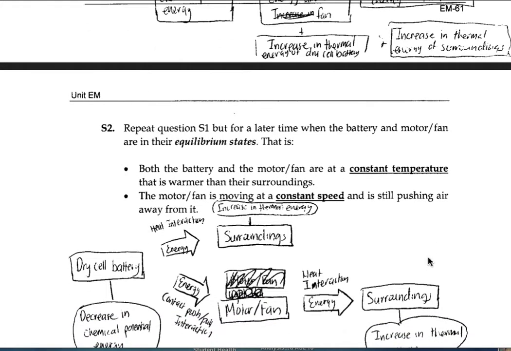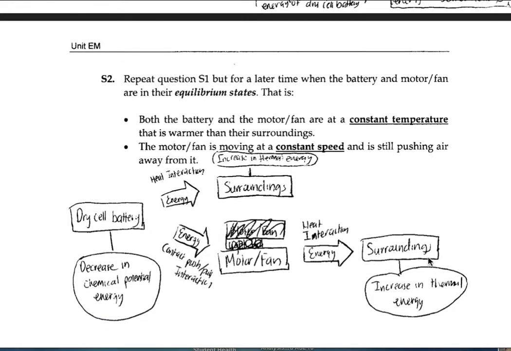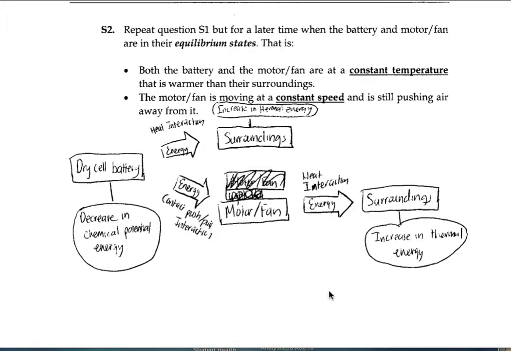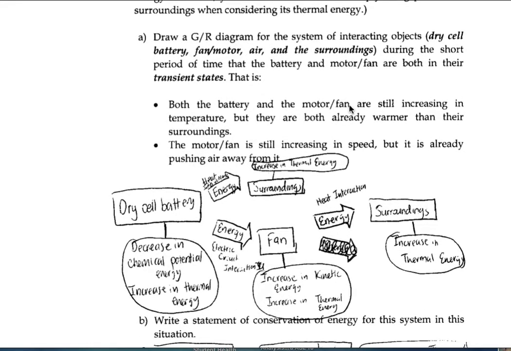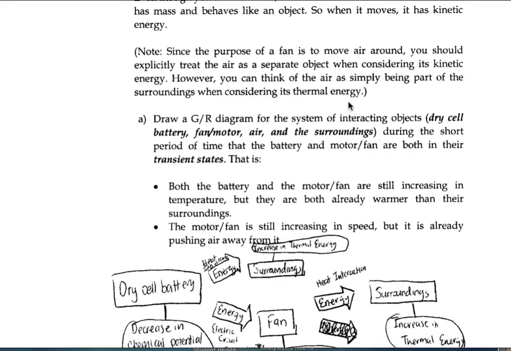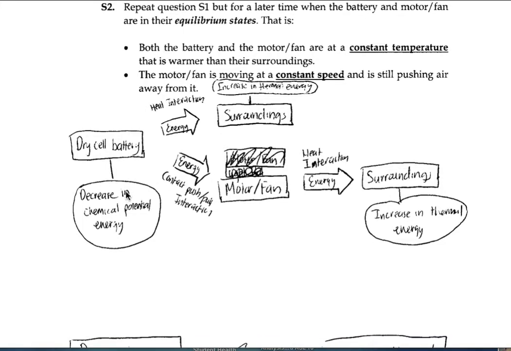So for number 2, I was a little confused on how to actually do the giver-receiver diagram for this part. So this is my attempt at it for when they're in equilibrium states. The earlier one was for when they're in transient states. So this is for when they're in equilibrium states. I'm not super confident on this, but I tried my best.